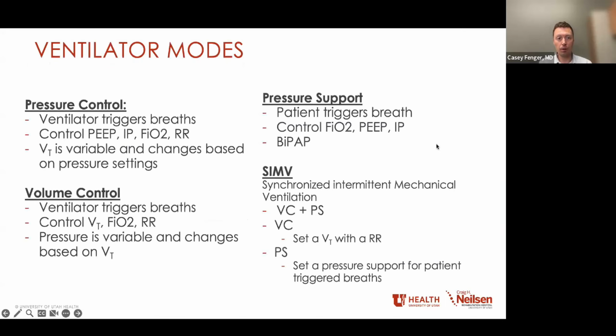So ventilator modes, there's control modes and assist modes. So control modes, we'll go over pressure control and volume control. What makes them a quote unquote control mode is the ventilator is initiating all the breathing for the patient. The patient doesn't trigger breaths. So if the patient is completely apneic, the ventilator is still going to breathe for them.